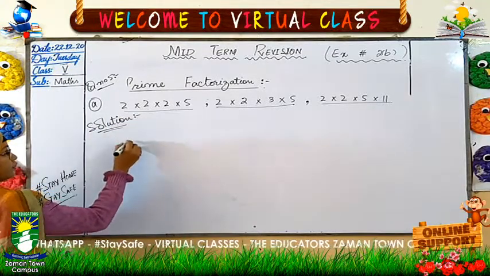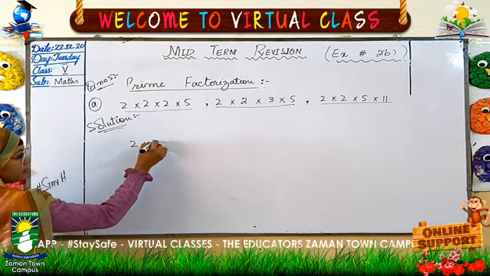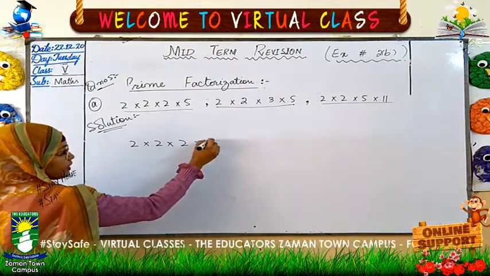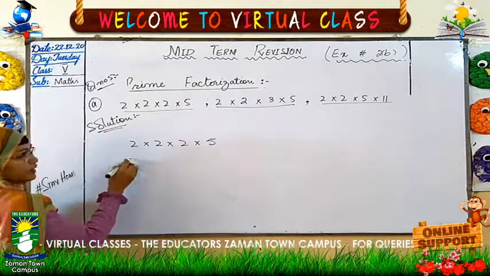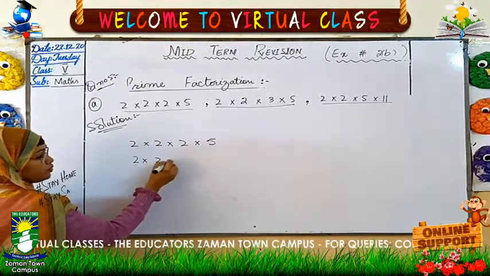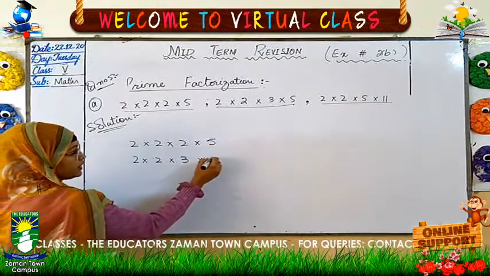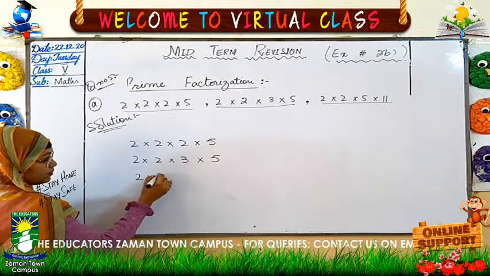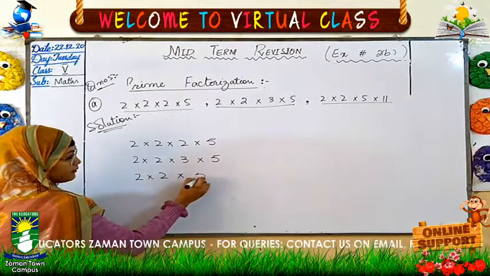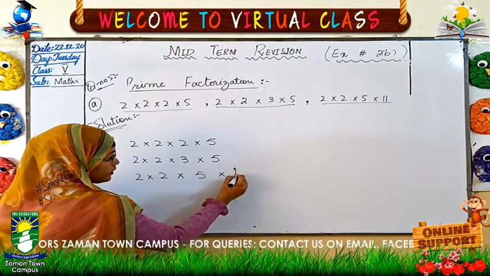Here we will write down the first value, 2 multiply by 2 multiply by 2 multiply by 5. Second value we will write down under it, 2 multiply by 2 multiply by 3 multiply by 5. Next we are having 2 multiply by 2 multiply by 5 multiply by 11.